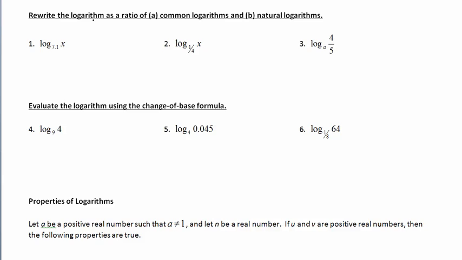It says rewrite the logarithm as a ratio of common logs and natural logarithms. Following the formula up above, here's part a. Common logs means base 10, so we're going to change the base from 7.1 to 10. We'll keep the x in the numerator, divided by, because remember, ratio means fraction, log base 10, the same base, and then the base here, 7.1. For part b, rewrite this as a fraction using natural logs: natural log of x divided by natural log of 7.1.